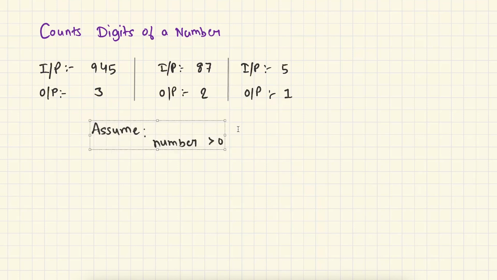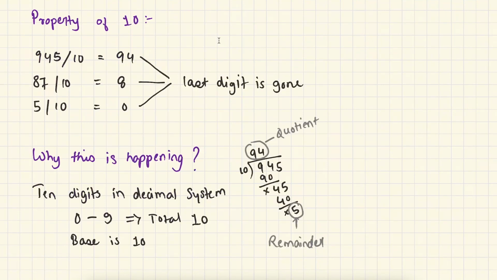Alright. So now you understood the question. Let's pause this video and think about a solution to solve this problem. So before we move on to solve this problem, let's see an interesting property of number 10. When we divide any number by 10, we get another number, right?